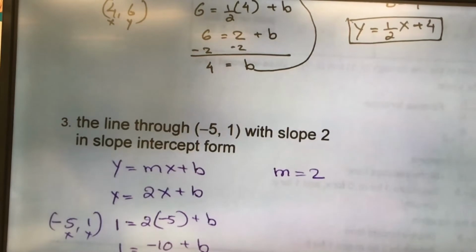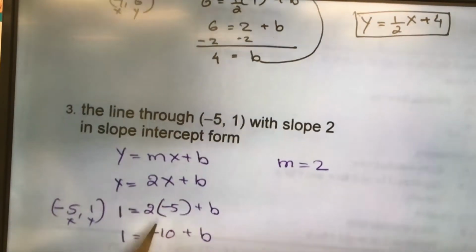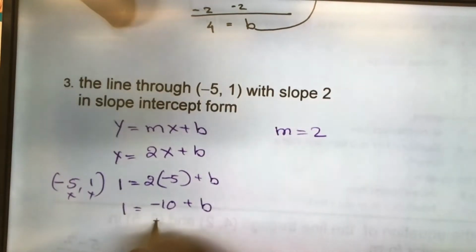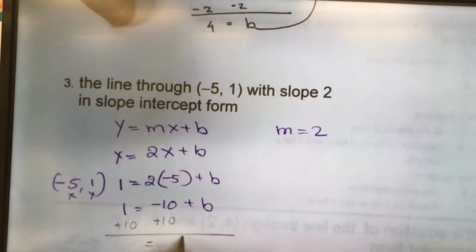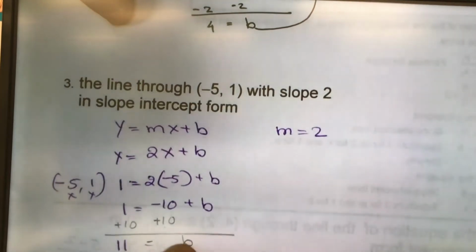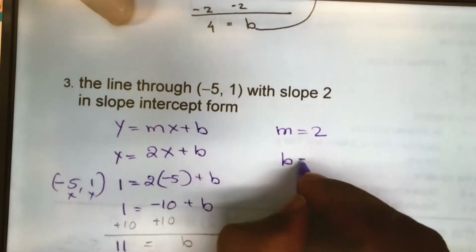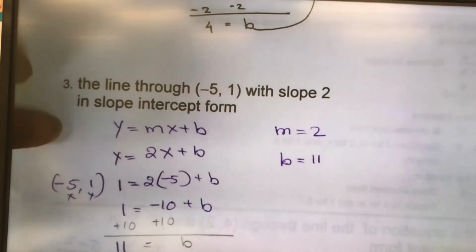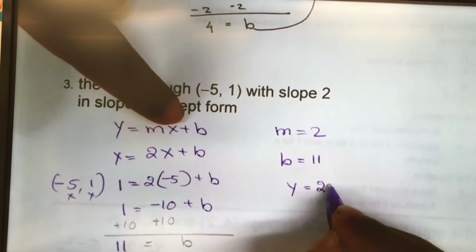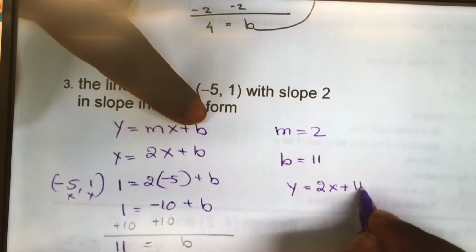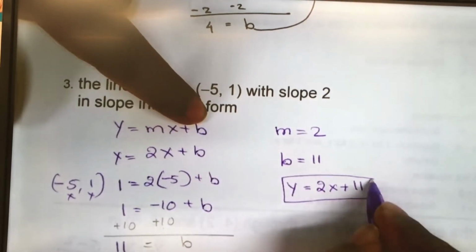To solve for b, it's negative 10, so add 10 on both sides. Negative and positive cancel out, that becomes 0. So 1 plus 10 is 11. So my b is 11. I got b = 11. So I can write the equation y = m, that is 2x plus b, 11: y = 2x + 11. So that should be the answer to your question.